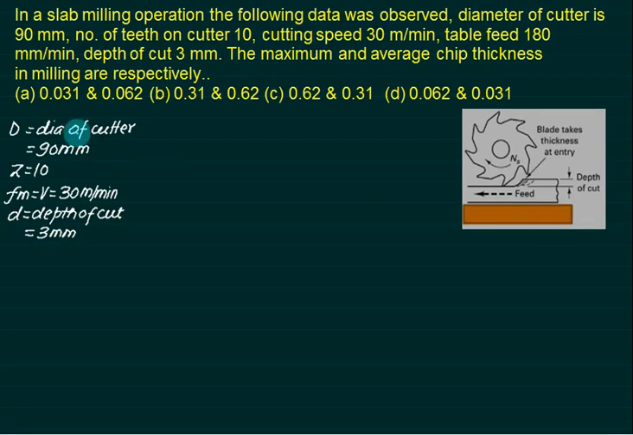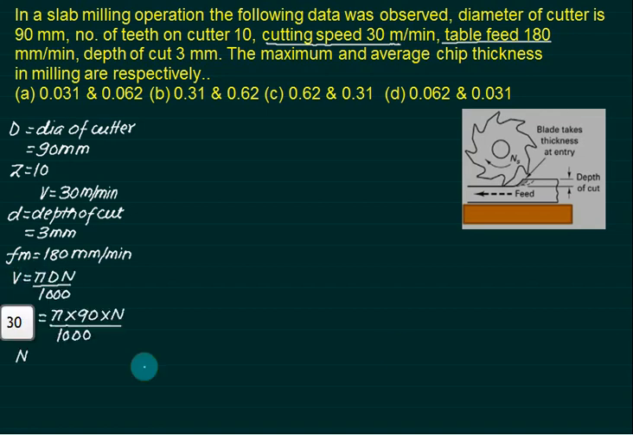In this problem the diameter of cutter is given as 90, Z is given as 10, Fm is given as 180, the depth of cut is 3 mm. Table feed we write as Fm equal to 180 mm per minute. Cutting speed is different and the table speed is different. The cutting speed is given by πDN by 1000. N comes out to be 106.1.